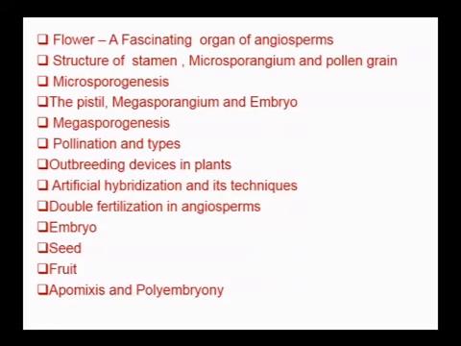We talk about the formation of pollen grain under microsporogenesis. Then we talk about the different parts of the pistil, then megasporangium, structure of ovule, and also the embryo. We talk about megasporogenesis, and you need to know about the differences between microsporogenesis and megasporogenesis.